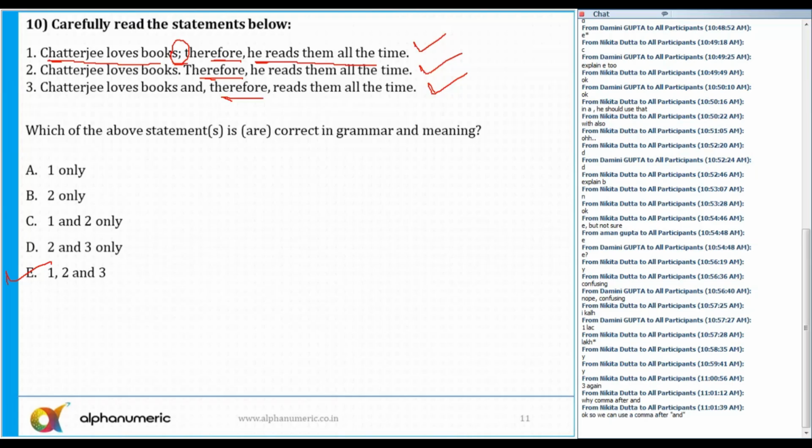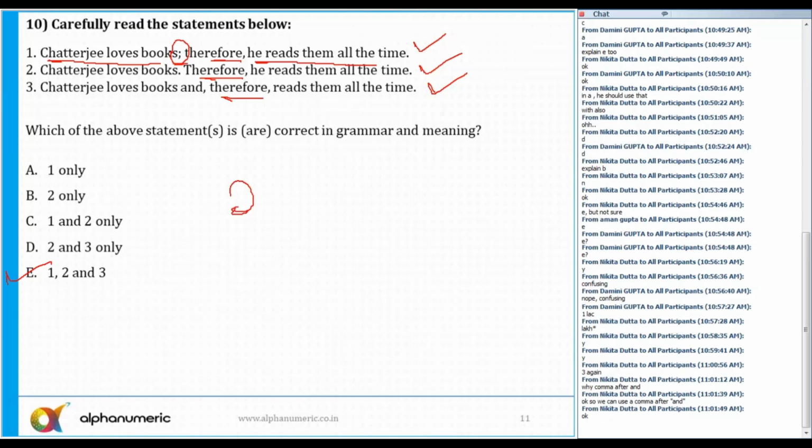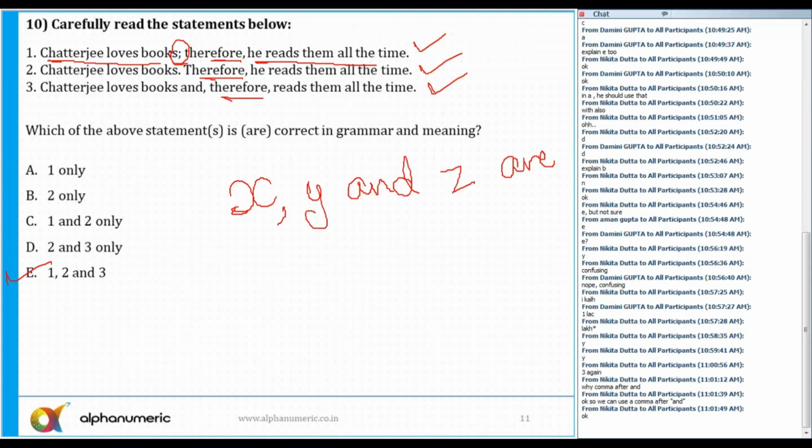Okay, we can use comma after and. Yes, obviously, Nikita, there's a huge difference. Okay, X, Y, and Z are not available.